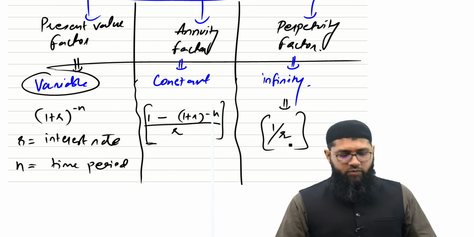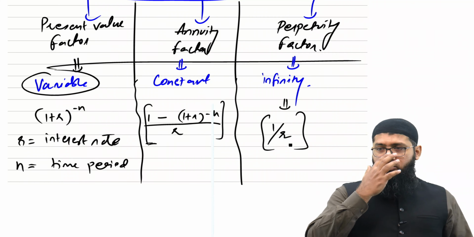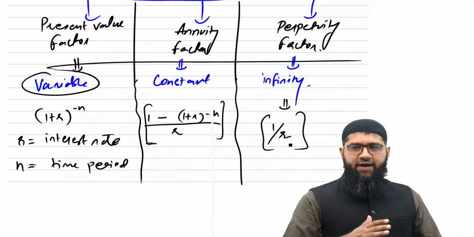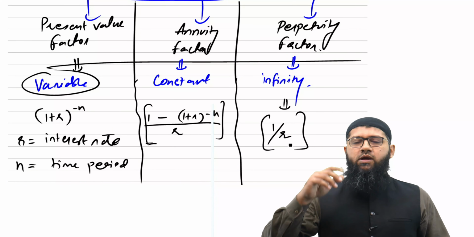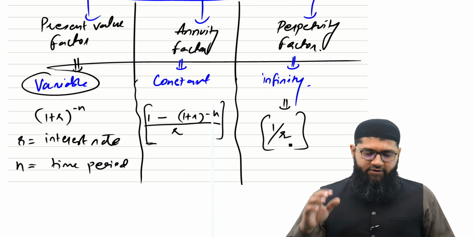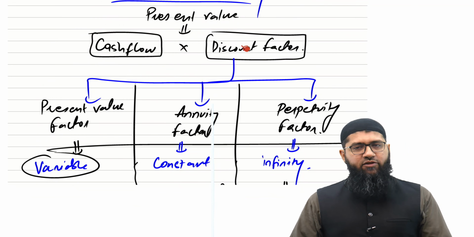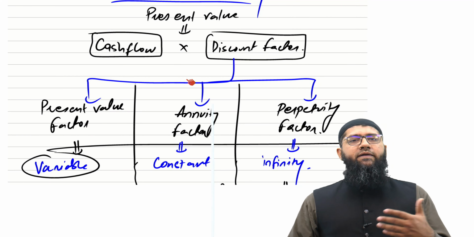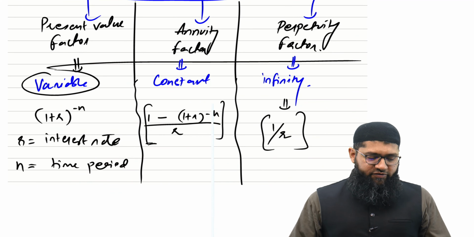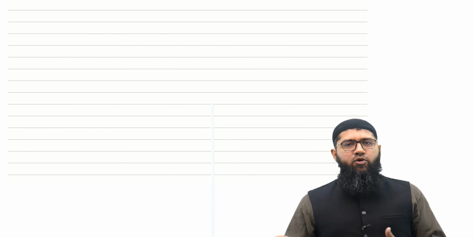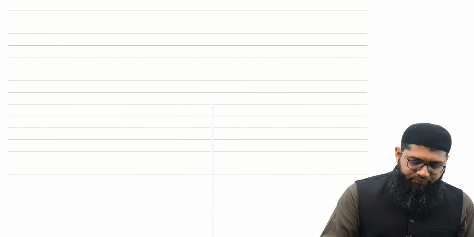Now, let me just guide you a bit. Basically, you have got the present value factor, the annuity factor, and the perpetuity factor. All that you have to do is multiply the cash flows with the relevant discount factor, depending upon the type of cash flow. Let's move a bit forward and discuss further.